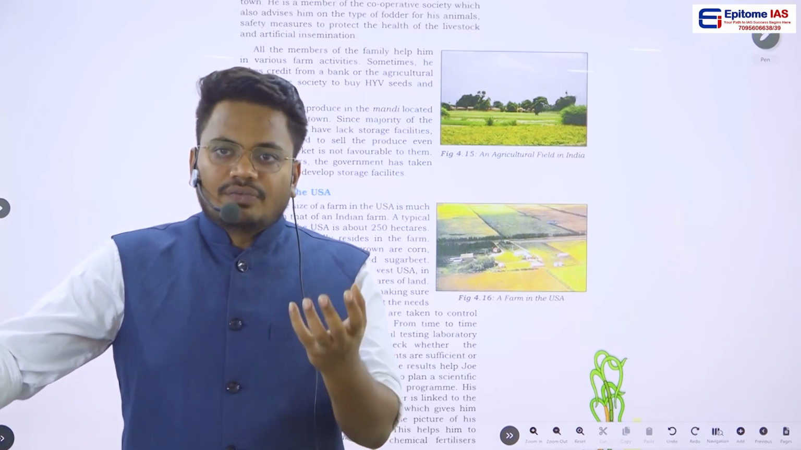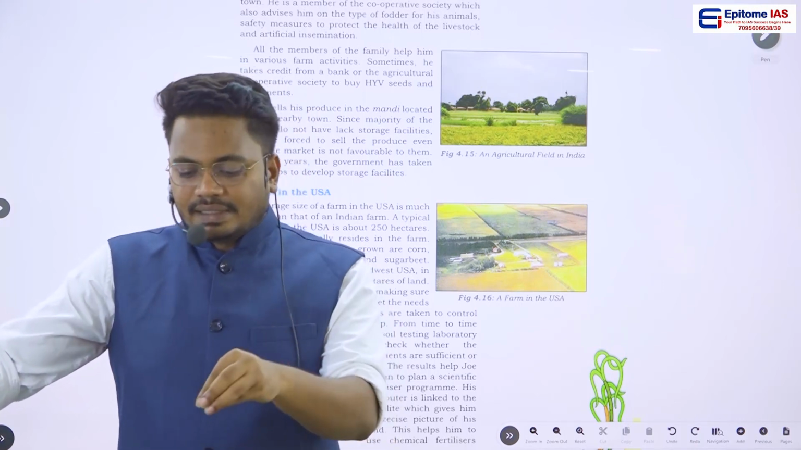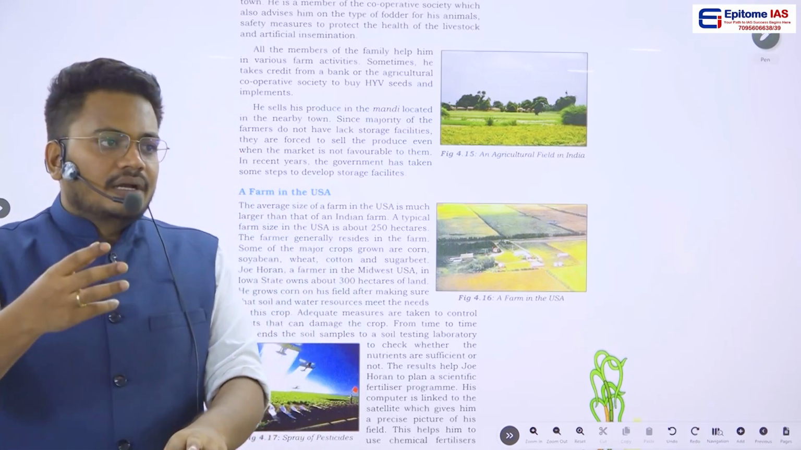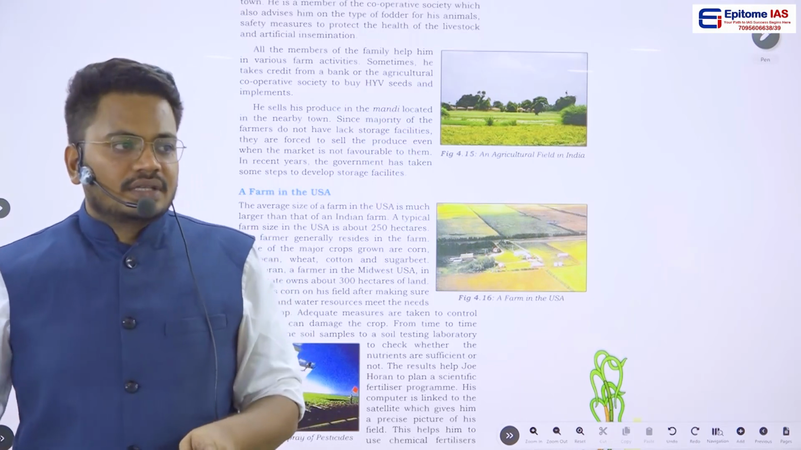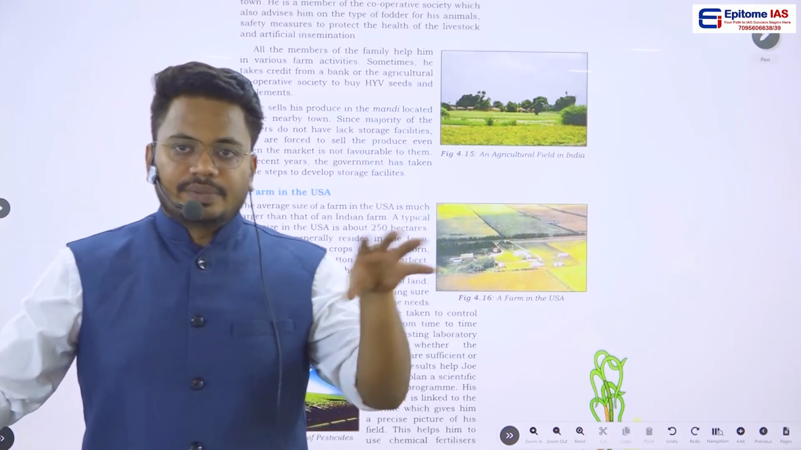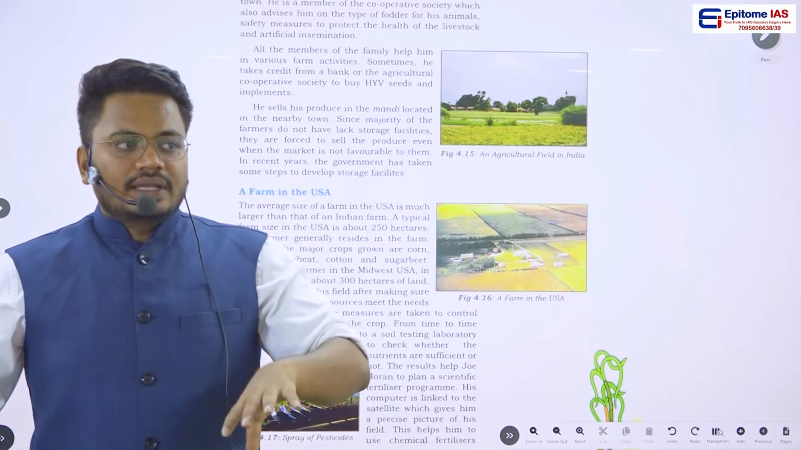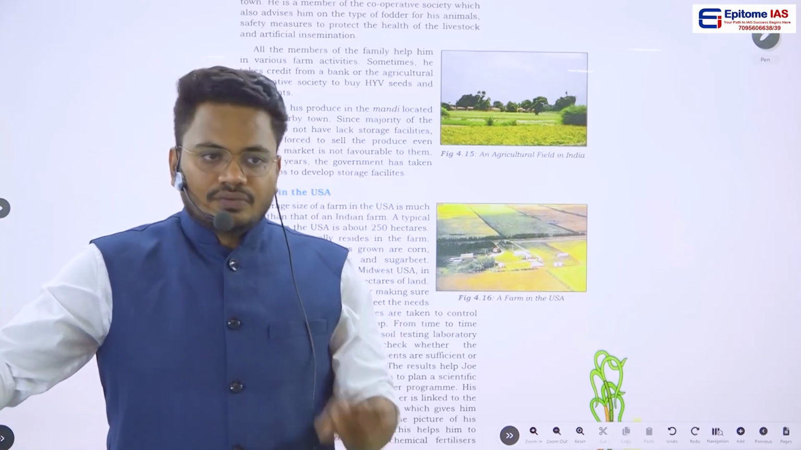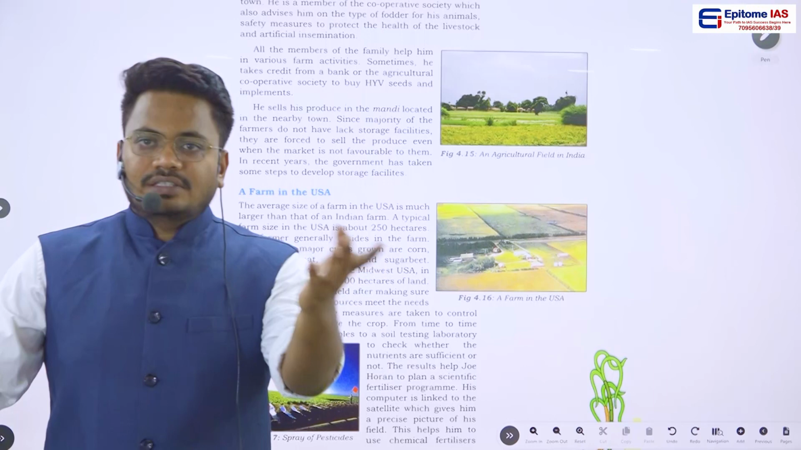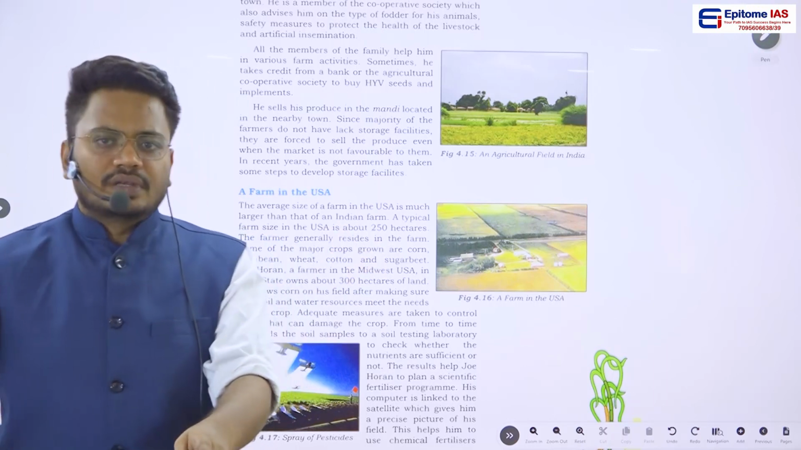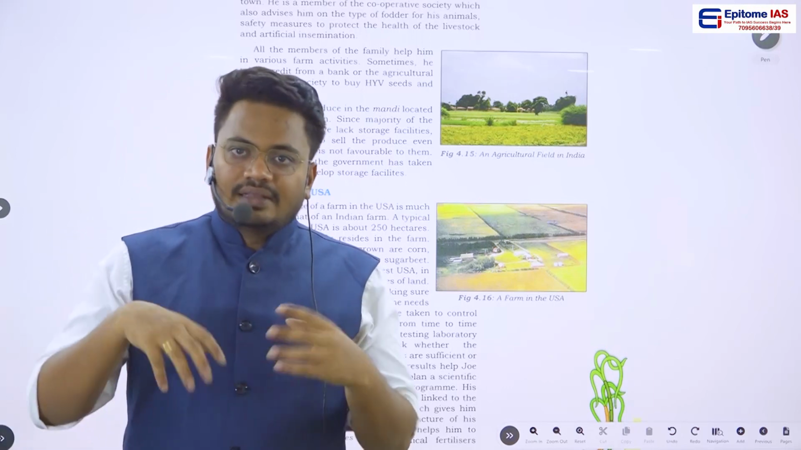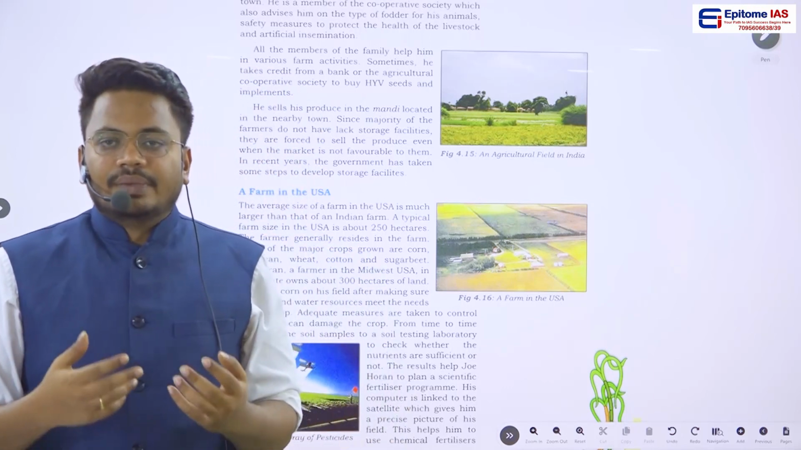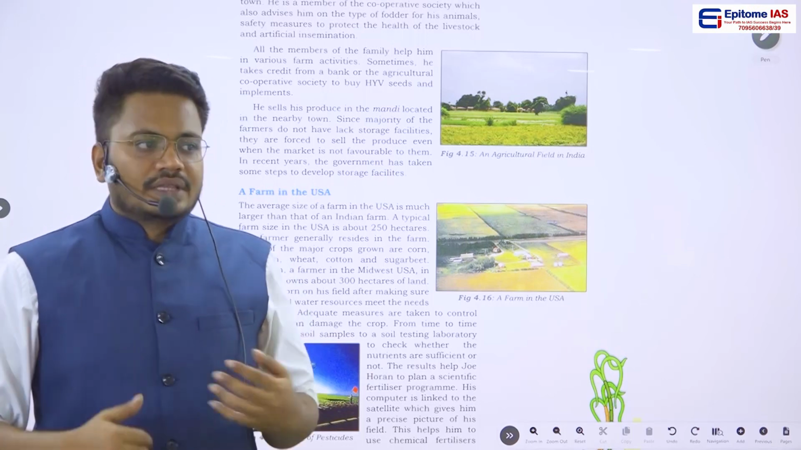Obviously, the land holding of an individual would be very less in India, while in America they have a huge amount of land. So that is the major difference, the farming difference between India and the USA. All the characteristics of subsistence agriculture would be applicable to India, and all the characteristics of commercial agriculture would be applicable to the USA. In this chapter as well, he has mentioned that and given certain examples to make us understand.